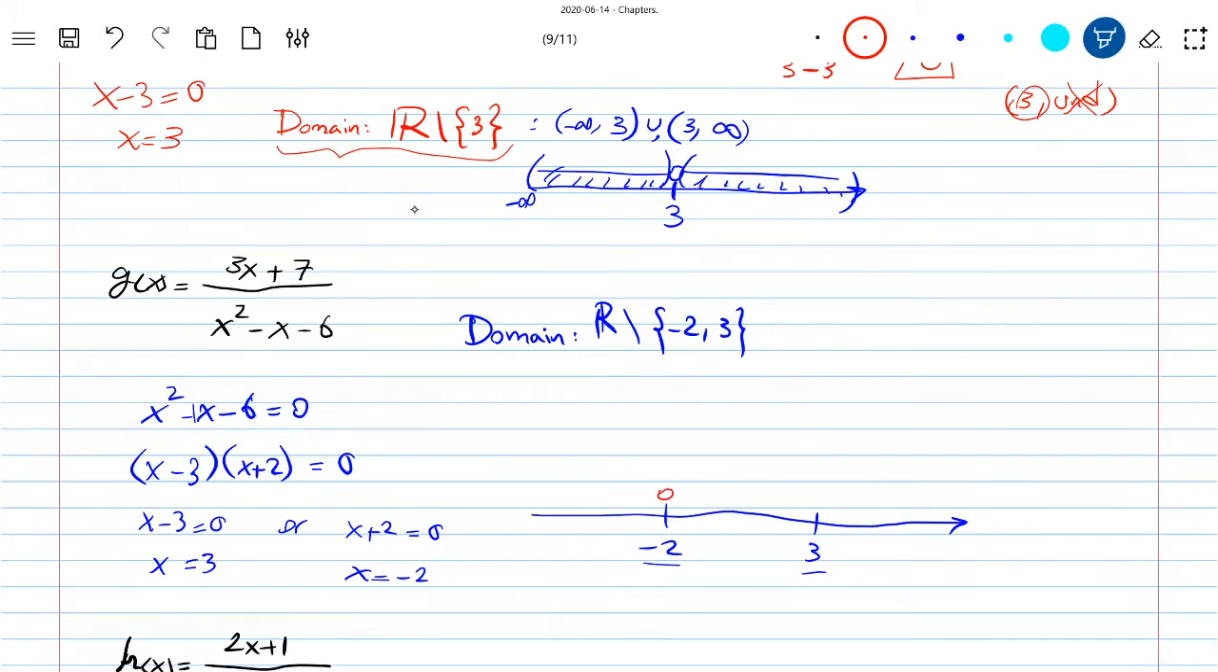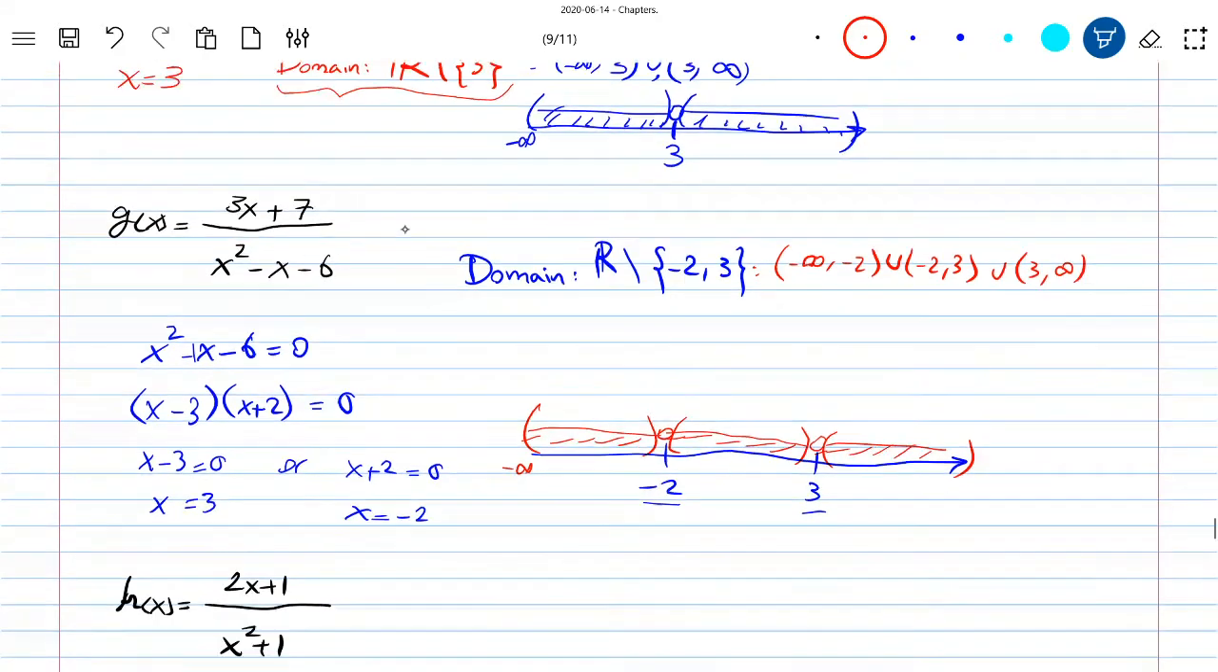I take out these points. These are not possible, so I use an open circle. Any number in between is okay. Below, it's okay. Above, totally fine. So every number is possible except these 2. How do I write it? From negative infinity to negative 2, from negative 2 to 3, from 3 to positive infinity. Negative infinity to negative 2, union negative 2 to 3, union 3 to positive infinity.